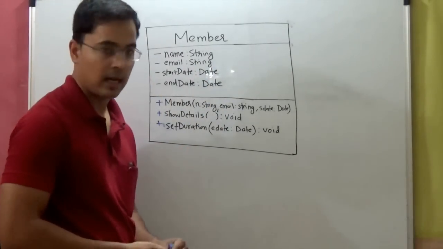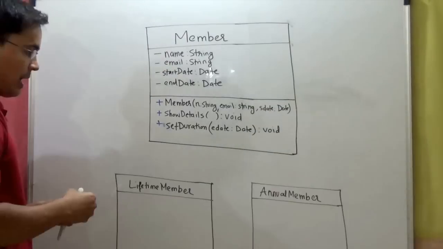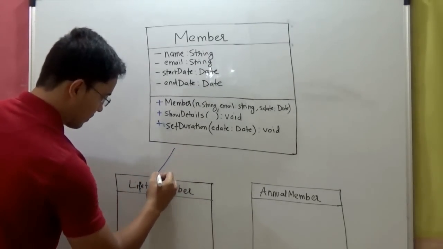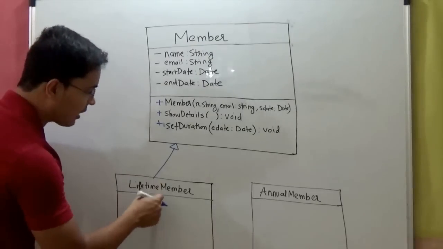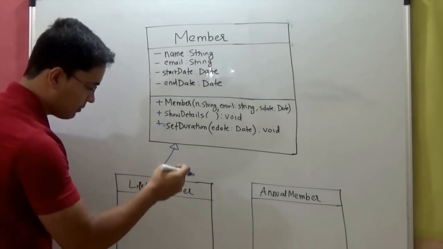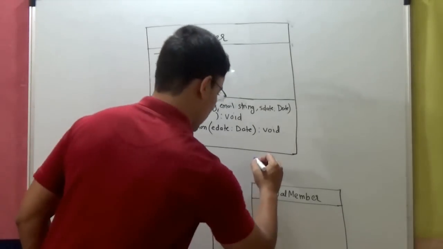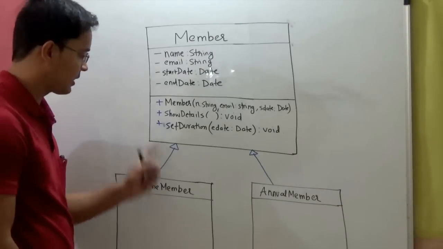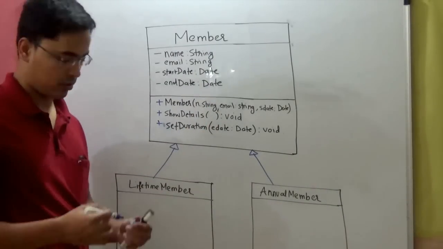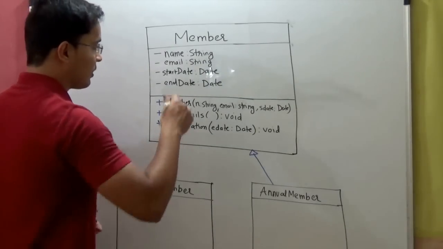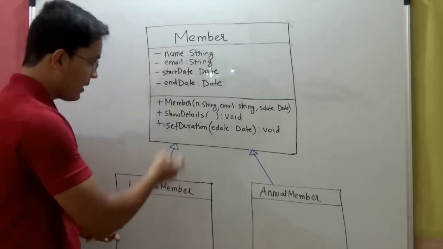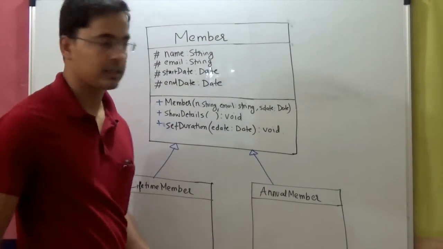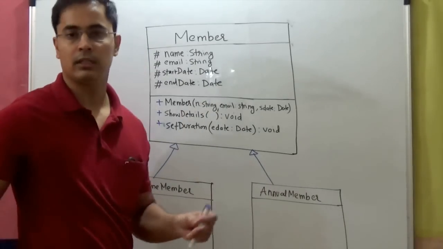We will keep this class and will inherit two classes from this. As these classes inherit from the member class, we'll draw an arrow pointing from child class to base class. So the arrow points from the child class to base class or parent class. Because these classes are inheriting from member class, they will get all the data members of this class and all the member functions also. But in order for these classes to be able to modify these data members, we'll make them protected. You remember protected? Protected data members can be accessed within this class and in the immediate children classes.